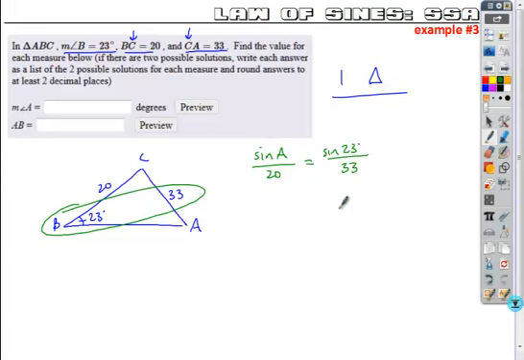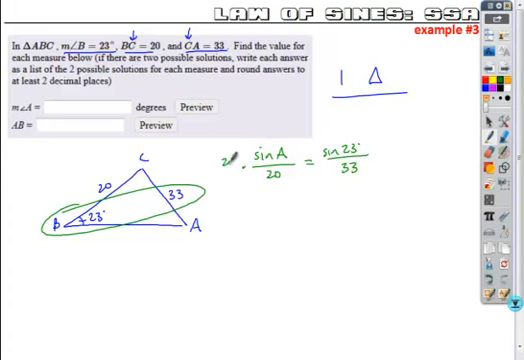It won't matter, but I always put my unknown on top because it makes it easier to work with the fraction. If you did 20 over sine of A equals 33 over sine 23, whatever one you start with on the left, you have to start with the same piece on the top of the right. But then you'd have to cross multiply those, and then you'd undo it. You'd have to undo the multiplication, and it's going to wind up being just one extra step. So if you set it up in this way, it saves you from having to do one extra step. So this one you are going to set up by hand.